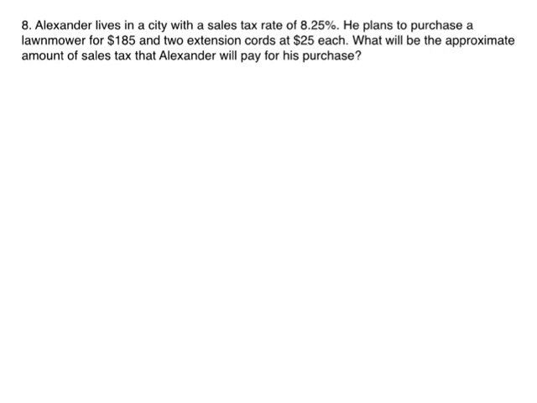Okay, next, number 8. Alexander lives in a city with a sales tax rate of 8.25%. He plans to purchase a lawnmower for $185 and 2 extension cords at $25 each. What will be the approximate sales tax that he will have to pay for his purchase? Okay, so we want to know the amount of sales tax. And he bought a lawnmower for $185 and 2 extension cords for $25 each. It's an 8.25% tax rate.